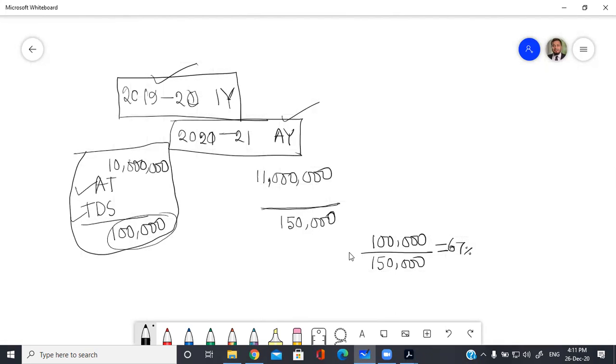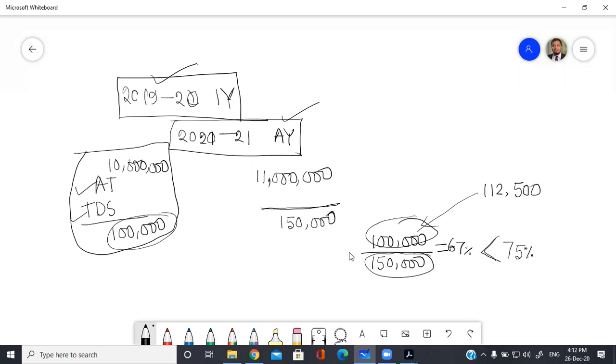Okay. If the amount of taxes that has been paid is less than 75% of the due amount, what is the due amount? 150,000. What is 75% of 150,000? Can anyone confirm the calculation? What is 75% of 150,000? 112,500. You see the amount that has been paid is less than this? Yes, sir.